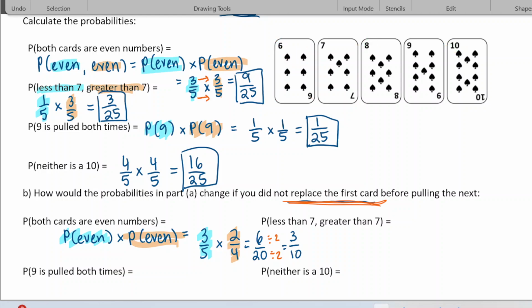So probability, we have less than 7 and then greater than 7. So there's 1 card out of 5 that is less than 7. Now there's only 4 cards left, but 3 of them are greater than 7. So it's going to be 3 out of 20.